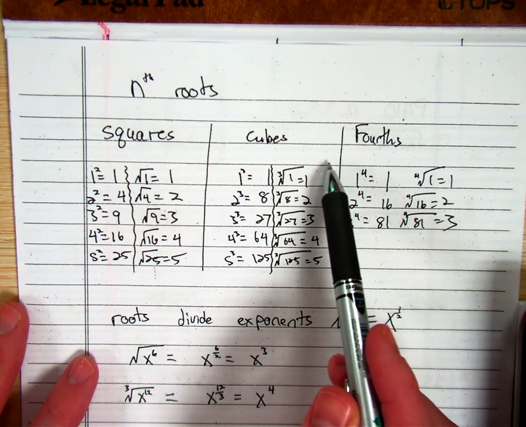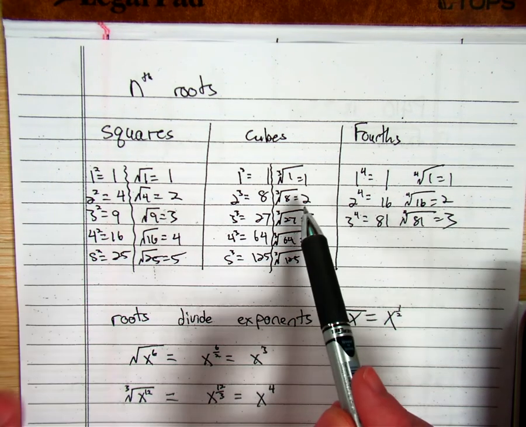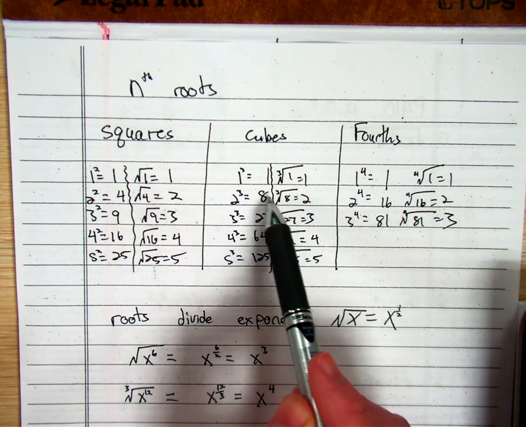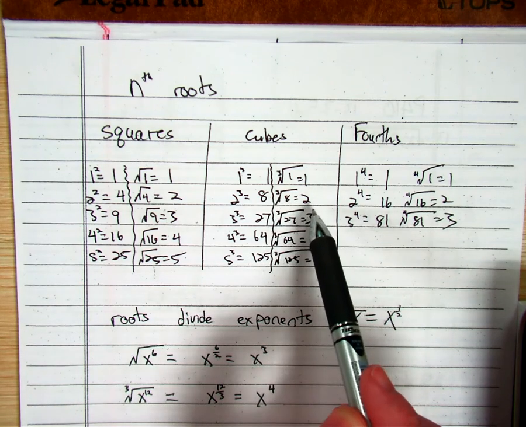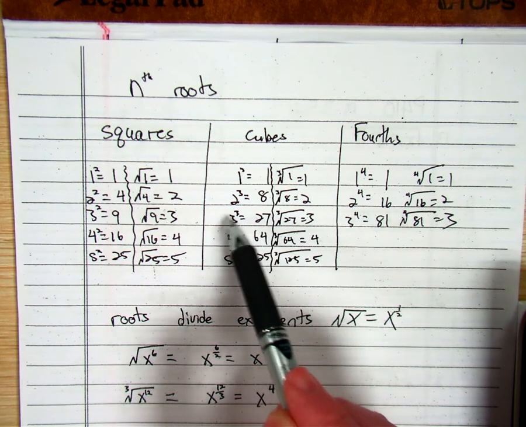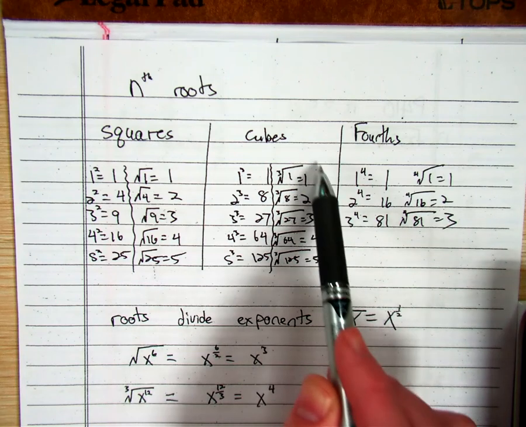Last chapter we did a little work with cubes and the sum and difference of cubes. So we should be familiar with some of these cubes, that 8 is 2 cubed. So the cube root of 8 takes me back down to 2. 27 is 3 cubed, so the cube root of 27 takes me back down to 3. Here's a few more that are good to know.